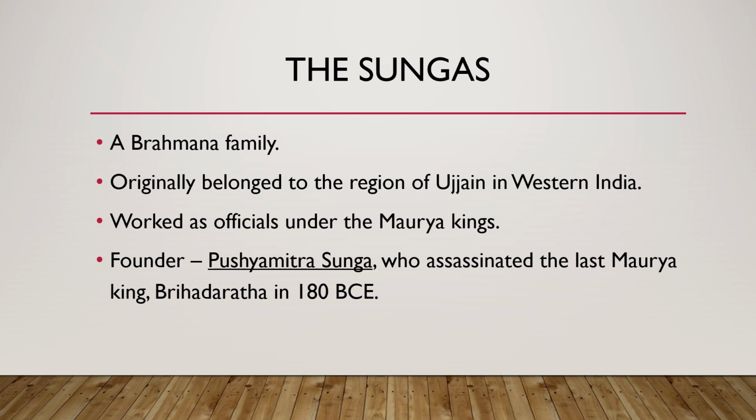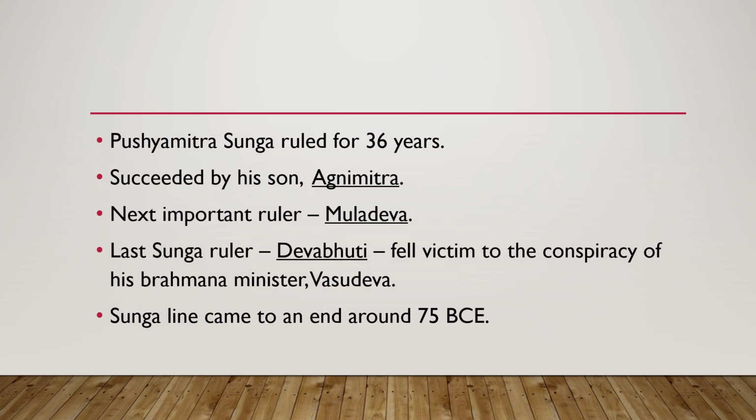The Shungas, a Brahmin family, possibly originally belonged to the region of Ujjain in western India, where they worked as officials under the Maurya kings. The founder of the Shunga dynasty was Pushyamitra Shunga, who, according to tradition, assassinated the last of the Maurya kings, Brihadratha, in 180 BCE. The Puranas assign a reign of 36 years to Pushyamitra Shunga, who was succeeded by his son Agnimitra. Very little information has been gathered about Agnimitra's rule.